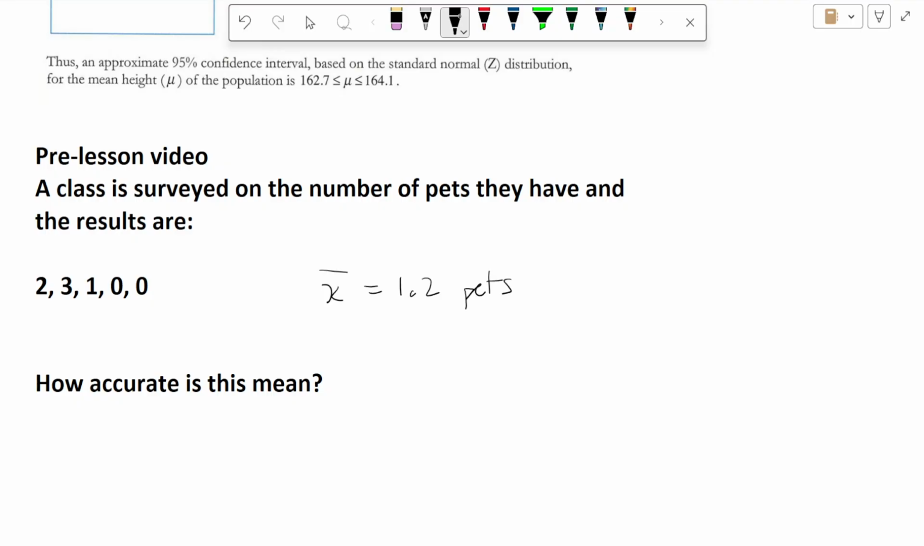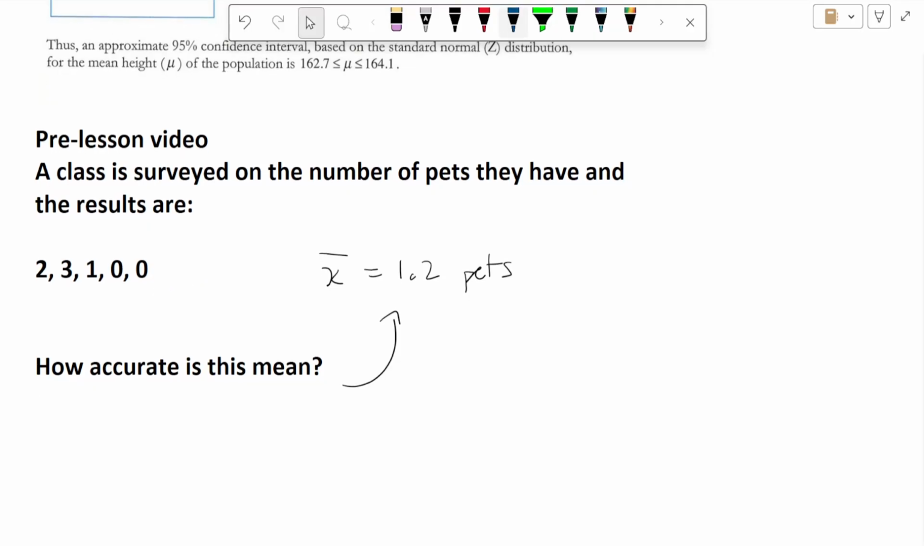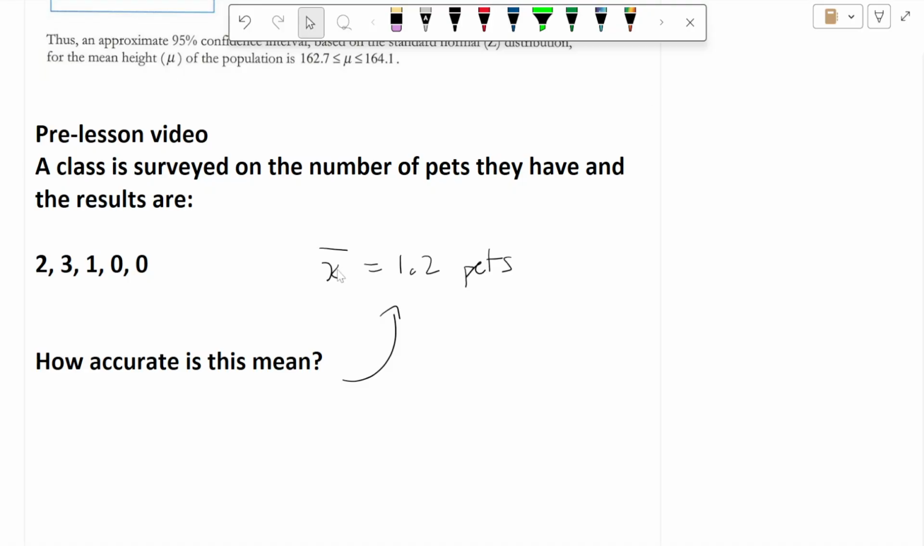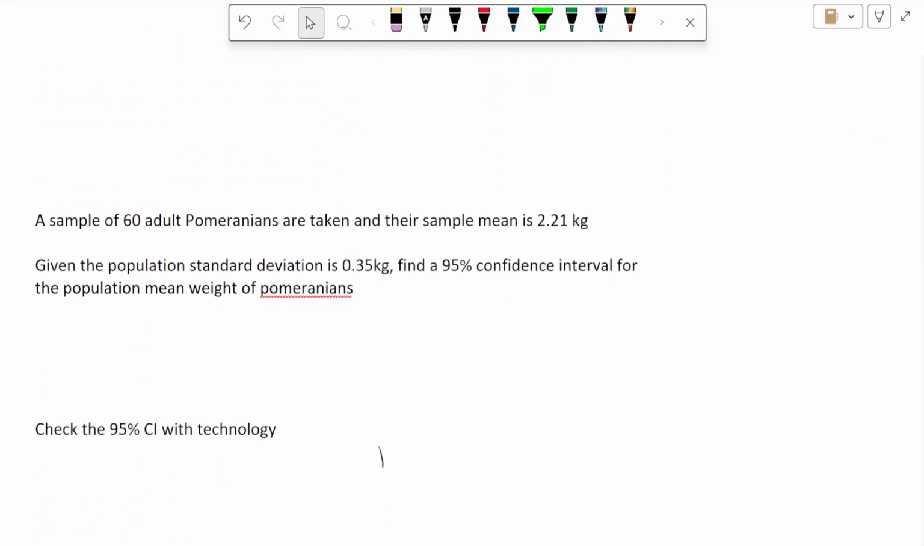pets. The question is, how accurate is this mean? Like, we only used 5 people. If somebody just walked into this class and had like 7 pets all of a sudden, then that would change heaps. So we need some idea of how close this is to the true mean. And so we call the population mean, we call that mu, and we're trying to have a good guess at that. This one here we call the sample mean. So we use something called confidence intervals to do that.